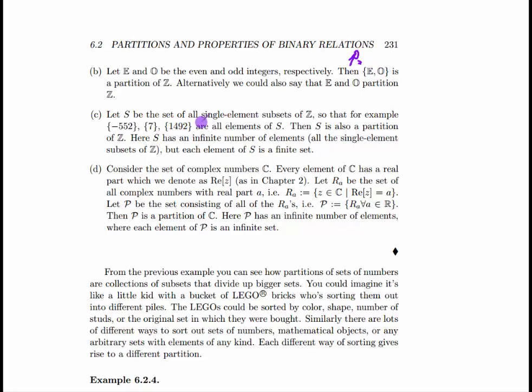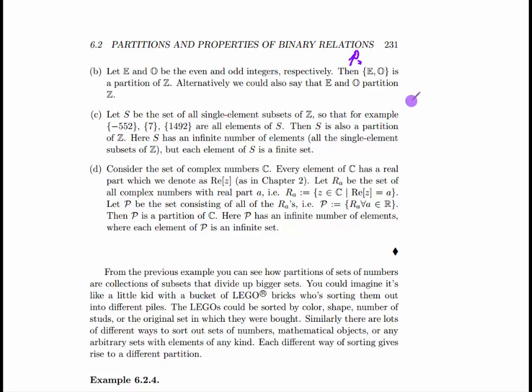Another example. Let S be the set of all single element subsets of Z. So take every subset of Z that has a single element. 1, 5, 555, and so on. Now, clearly, every one element subset has no intersection with any different one element subset. And if I take the union of all one element subsets, it's going to give me all the integers. So this set of single element subsets is a partition of Z.